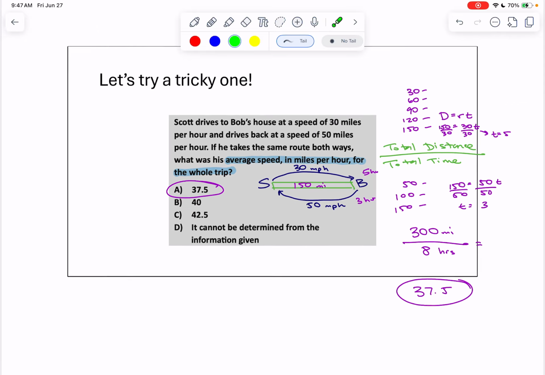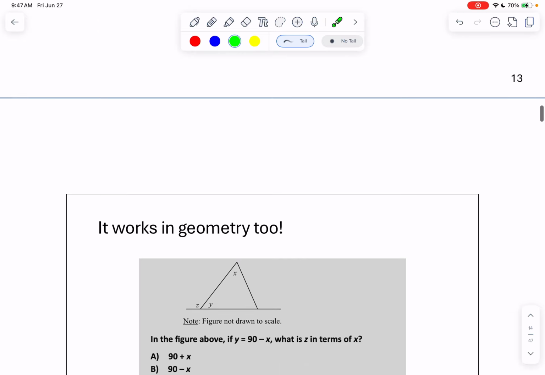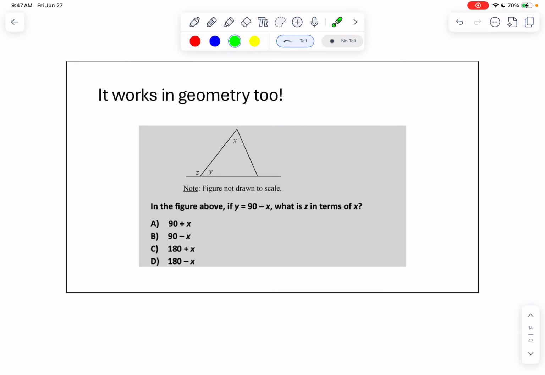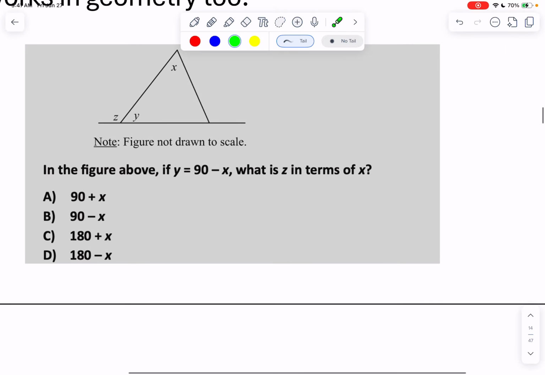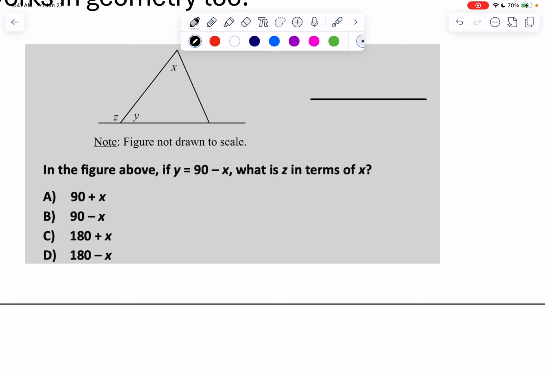All right, very good. So this works in geometry too. We do have to know a little geometry in order to be able to do this, which is if you have a straight line, the rotation from, if you have a vertex, from one ray to the other is going to be 180 degrees. So if I were to split that up into two angles, this angle here and this angle here would add up to be 180 degrees. So let's keep that in mind.